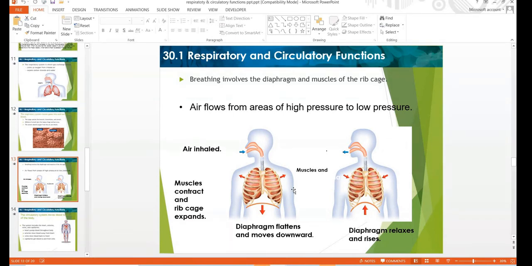In this picture, you can see when you inhale, movements of the ribcage and diaphragm produce lower pressure in the lungs and the air flows in, whereas when you exhale, as you can see here, the ribcage and diaphragm movements produce higher pressure in the lungs and air flows out.